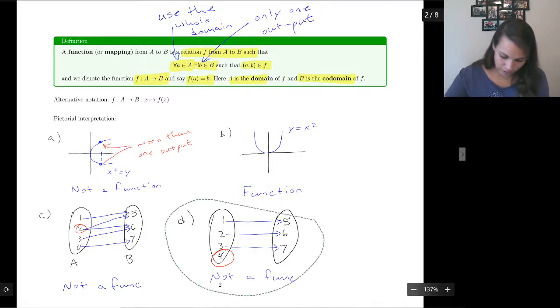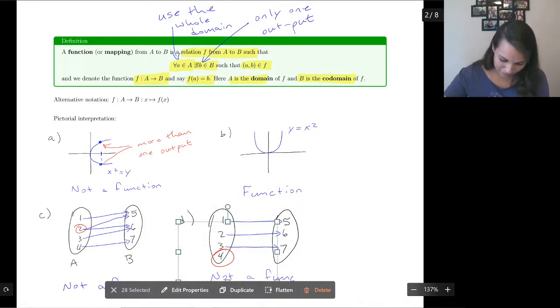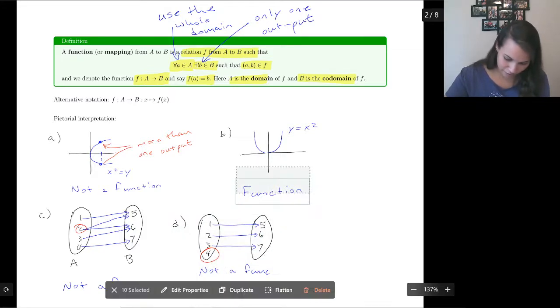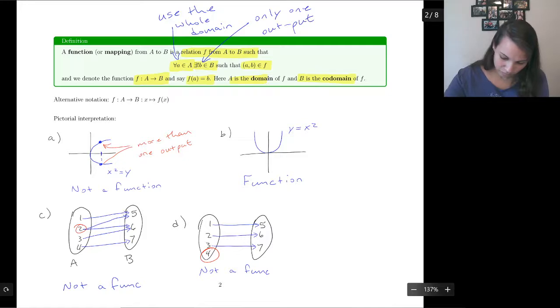And then let's just do one where we do get to have a function. Scoot up here. So let's use the same sets again.